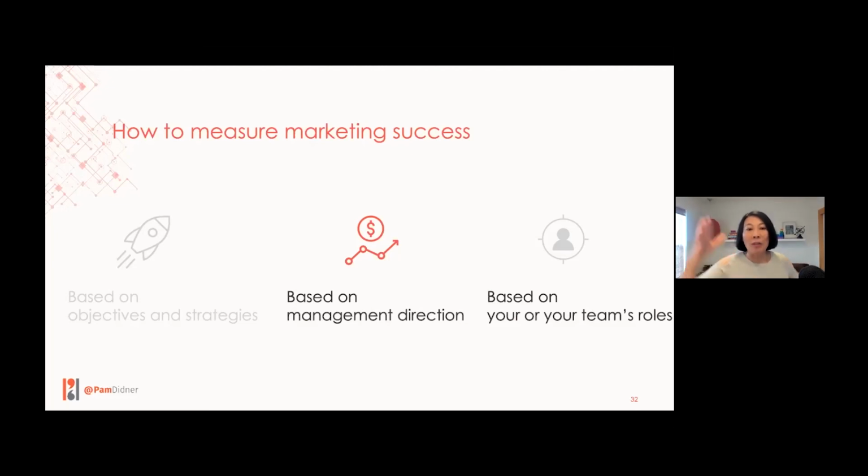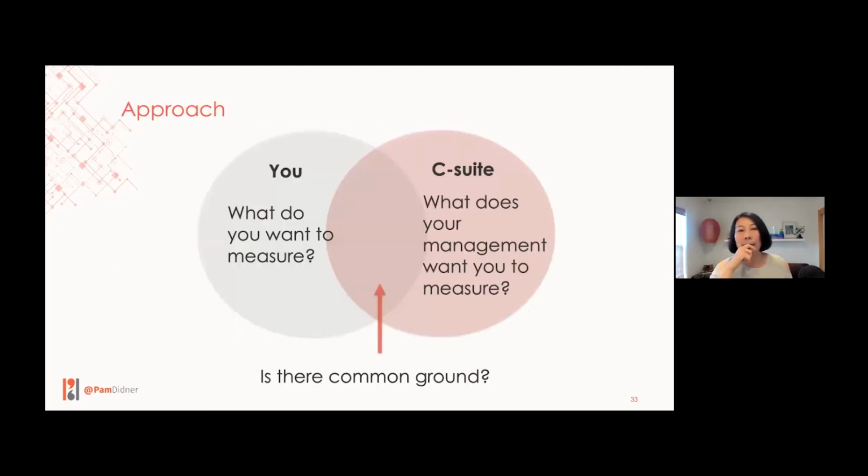Excellent. So that is the measurement point I want everybody to be aware of: your measurement needs to tie in with your objectives and strategy. The next thing I want to talk about is the management direction. This is more top down. Let's go down to the next slide.